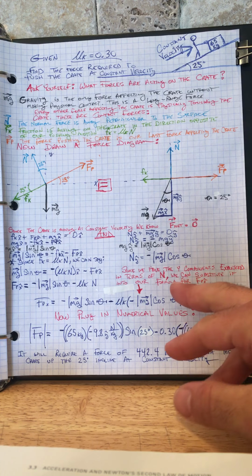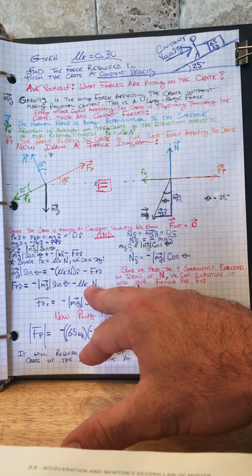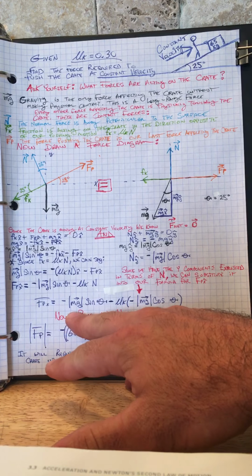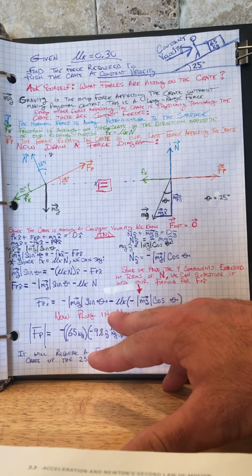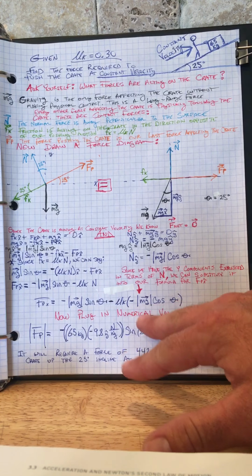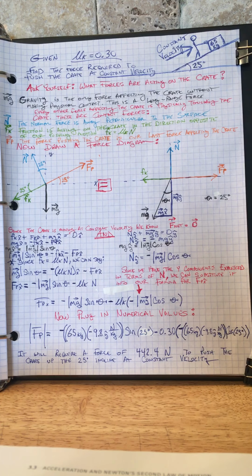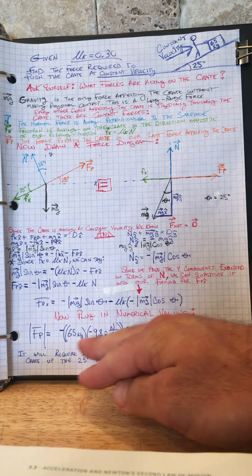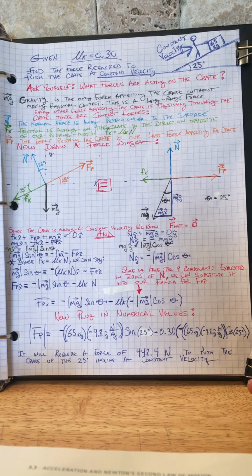So you plug that into the formula that we ended up with here, and you're left with f_p x equals negative mg sine theta minus mu_k mg cosine theta. And once you plug in all the numerical values, you find out that it takes a force of 442.4 newtons to push the crate up the 25-degree incline at constant velocity.